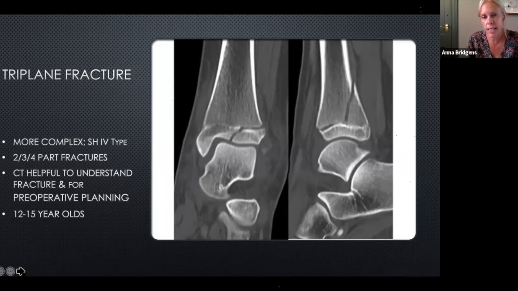You definitely need a CT to understand the fracture configuration of these, and they are essentially 3-dimensional type fractures. They tend to occur in a slightly younger age group compared with the Tillaux fractures, 12 to 15 year olds, but it's just something to be aware of, okay?